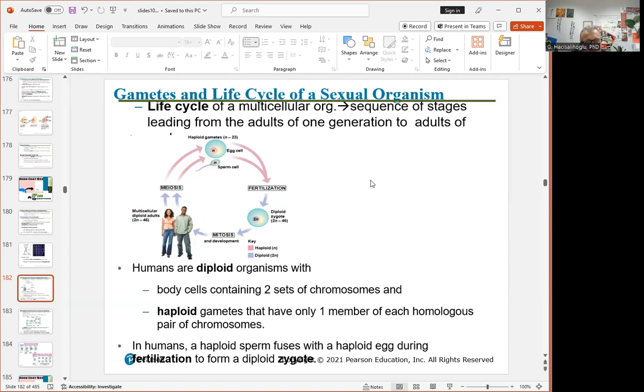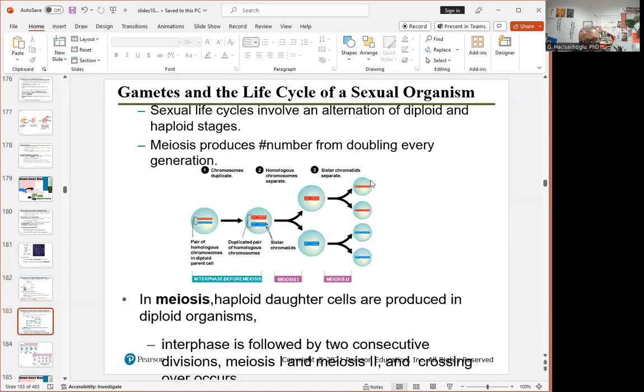So what is meiosis? Meiosis is like two back-to-back mitoses minus one stage, which is interphase.